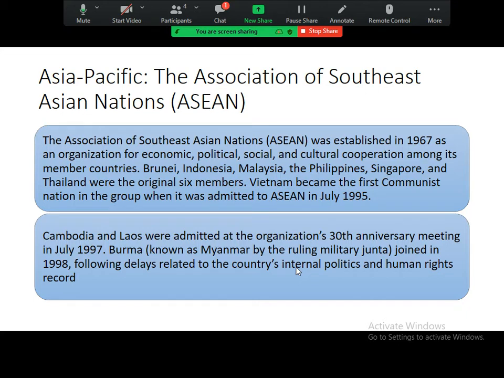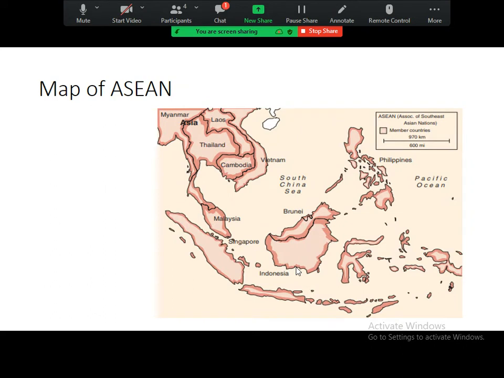Now, the original six members are sometimes referred to as ASEAN 6. You can look at this figure: Indonesia, Singapore, Malaysia, Brunei, then Vietnam, Cambodia, Thailand, Laos, and Myanmar. So all the countries are in the Pacific Ocean region. Okay. So individually and collectively, the ASEAN countries are active in regional and global trade.